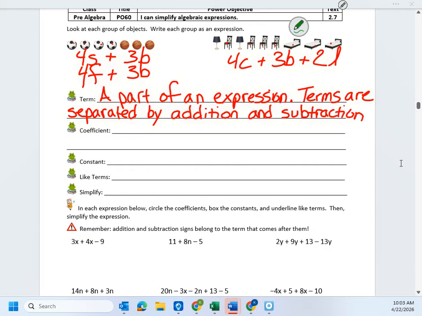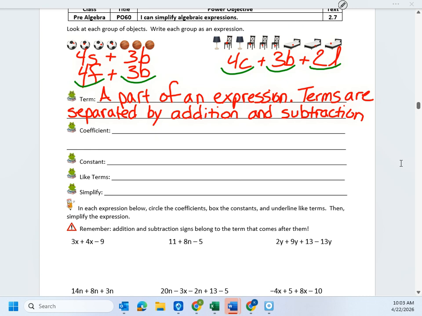So up here, we had the 4 footballs would be a term. The 3 basketballs is a term. Okay. 4C, 3B, 2L, those are all terms. So you have the number, you have the variable, combined together is your term.